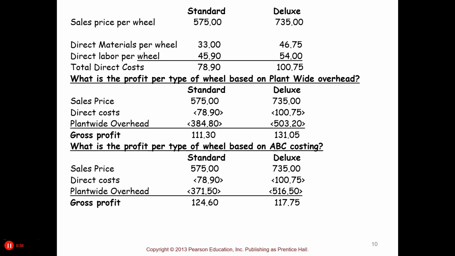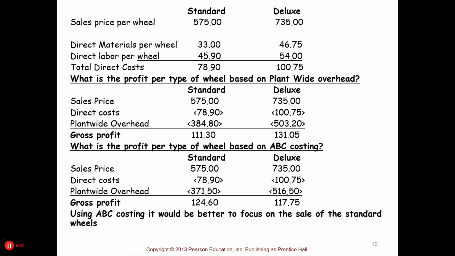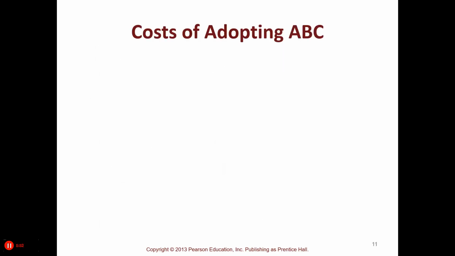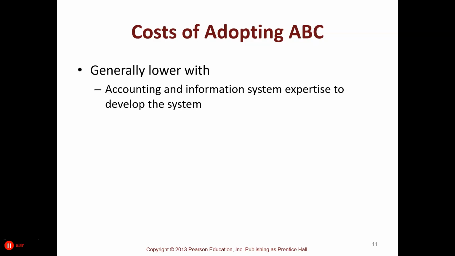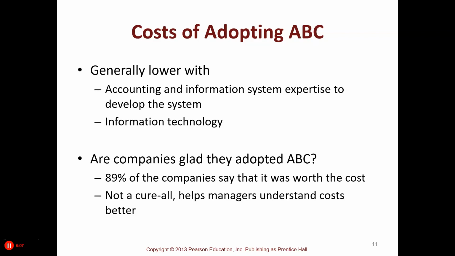In that case, what we should really do is focus more on the standard because we make more profit there. So using ABC costing again, it would be better to focus on the sale of the standard wheel based on using the method. Now, costs of adopting ABC are generally lower with accounting and information system expertise to develop the system, information technology. Now, are they glad? 89% of companies say it is worth the money. Not a cure-all, but it helps managers understand costs better.